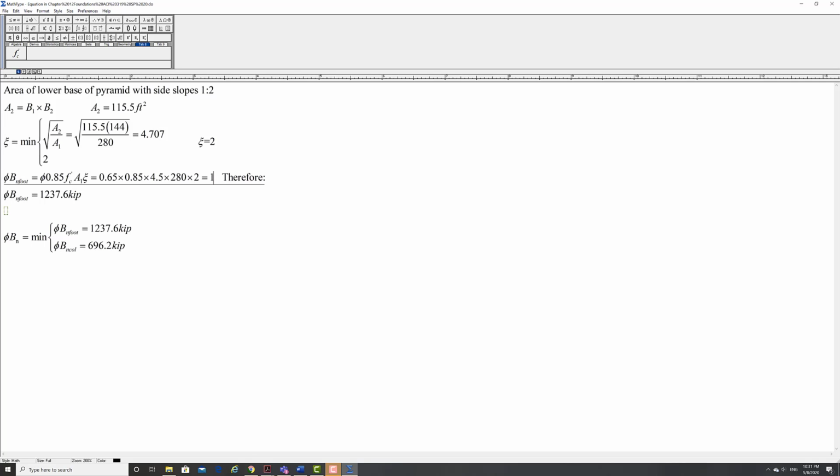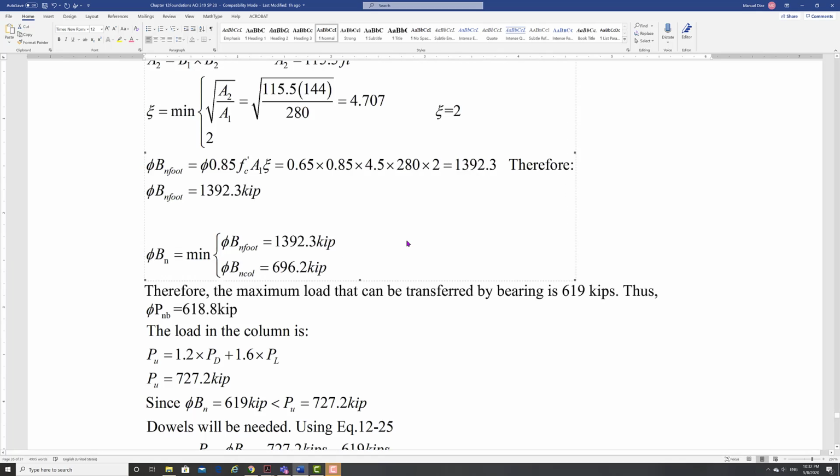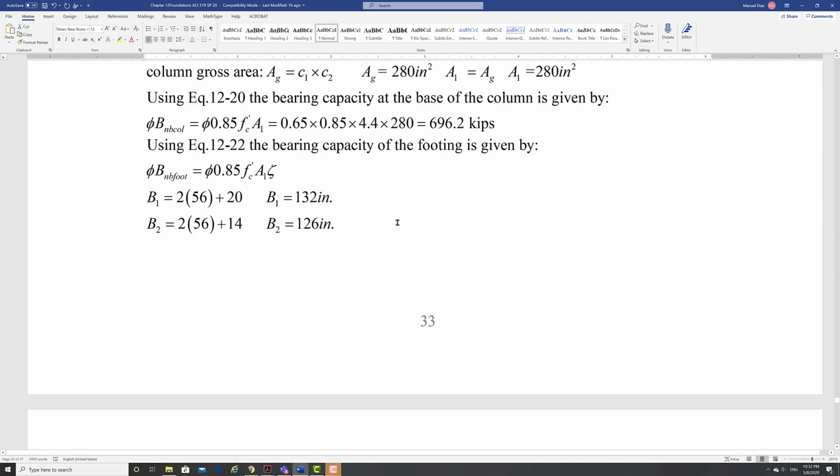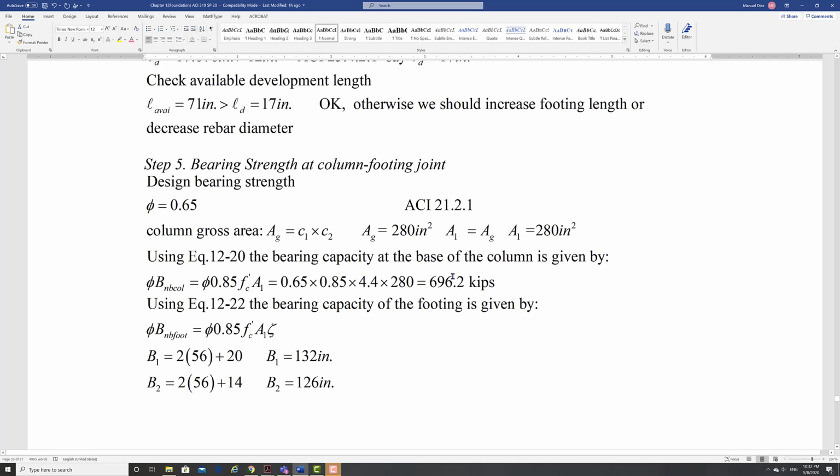Oh, this little change is going to make me work here. 1392.3. Okay. 1392.3 and 1392.3. All right, so that one is there. And of course, we're going to pick the smallest, and so the column controls, right? So your column value that we found controls, so that one controls.